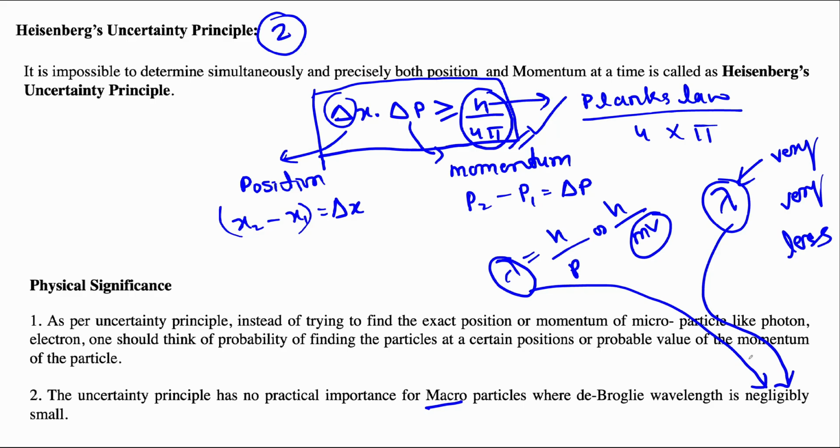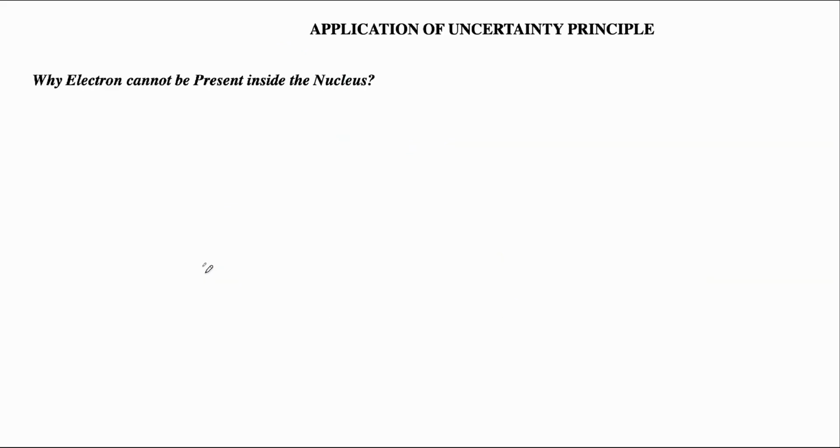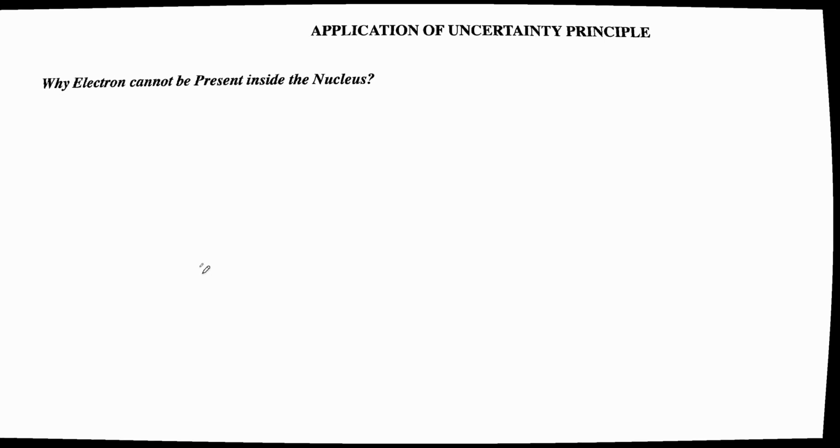This is also, we can expect 2 marks from this concept. Let us see the very important part of the Heisenberg uncertainty principle application. That is, we need to prove that electron never ever exist inside the nucleus, or we need to test whether electron is present inside the nucleus or outside the nucleus.